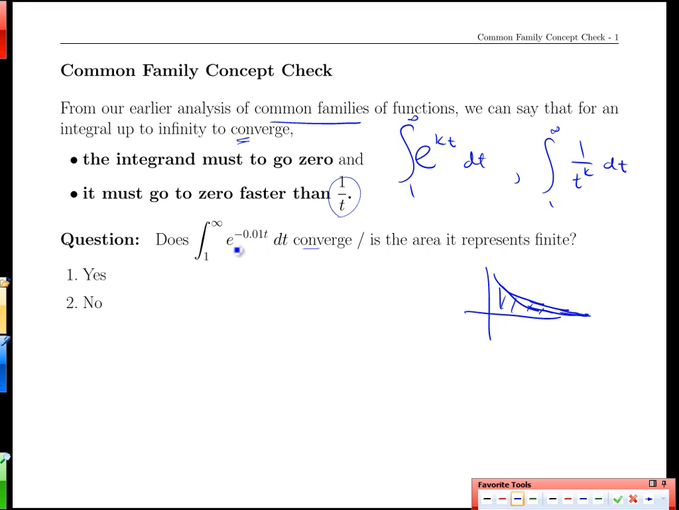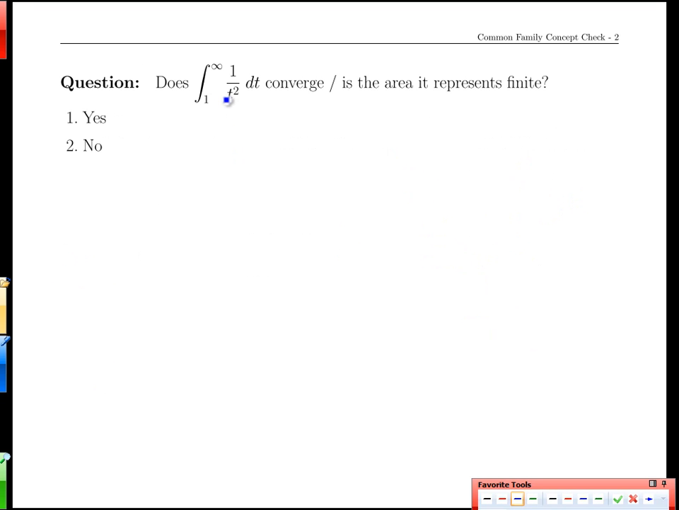Okay, so this exponential to a negative power, that was the easy family we found. This always converges for any negative k. So as long as we have any exponential decay, exponentials will always approach 0 fast enough so that the integral will converge. Let's take a look at the second example. The integral of 1 over t squared, does that converge or diverge?